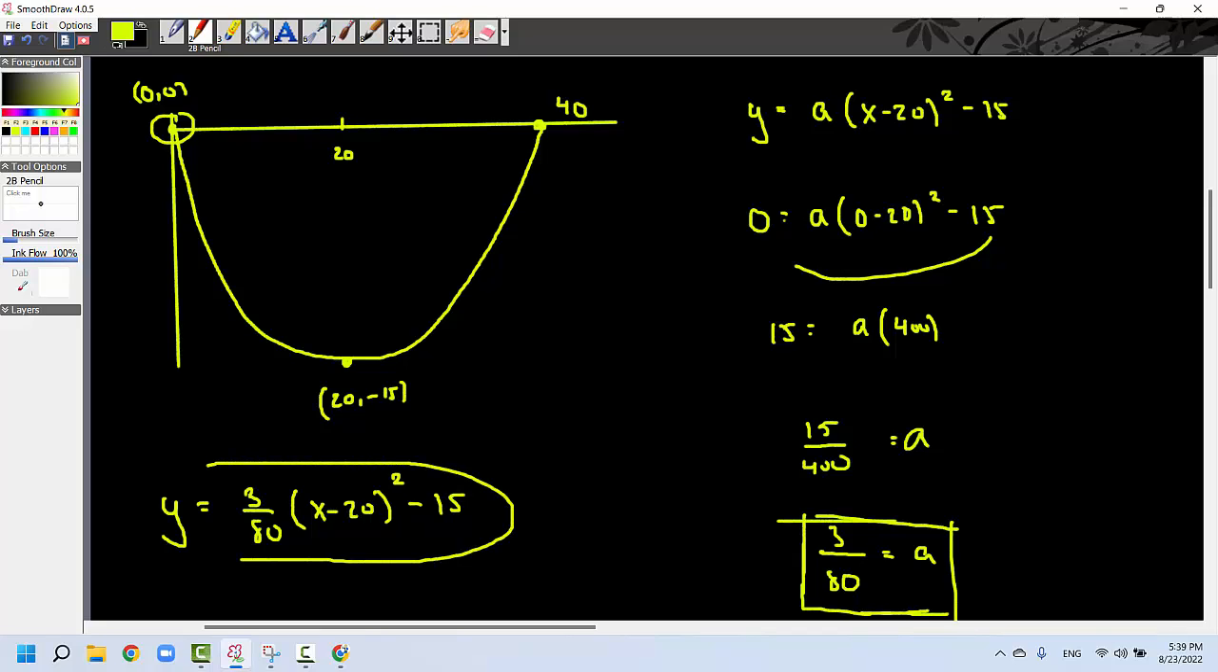There was nothing else to do with this parabola except find the equation that models it. And so that is how we model using parabolas.